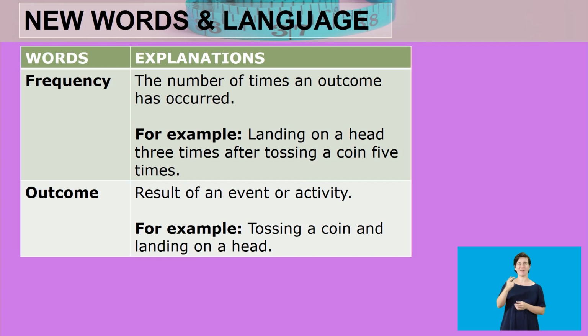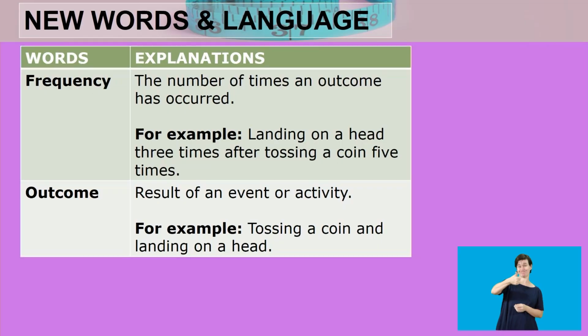The next word is frequency. This is the number of times an outcome has occurred. For an example, landing on a head 3 times after tossing a coin 5 times. So when you take your coin and you toss it 5 times, if you land on a head 3 times, then the number of times that you've landed on that head becomes the frequency of that outcome. For an example, if you toss your coin and land on a tail 3 times, then the number of times you landed on that tail becomes the frequency of that outcome of a tail.